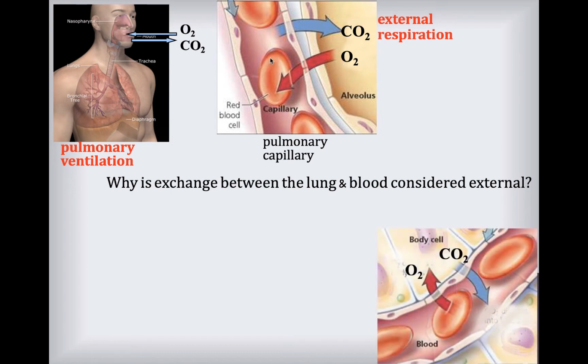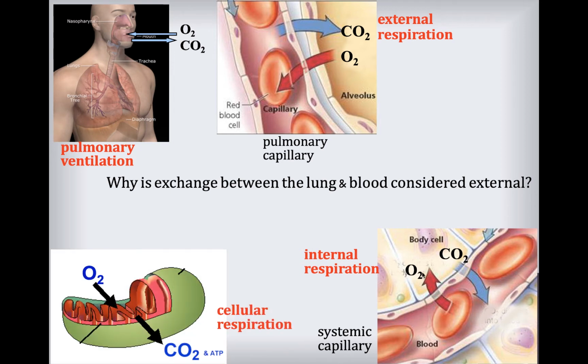Once we've loaded up the blood with O2 and reduced the CO2, it returns to the left atrium, left ventricle, out the aorta, and into the systemic circuit. Now as it enters the systemic capillary, O2 will diffuse out and into the body cells, and CO2 will do just the reverse. It's been produced in the body cells, and so it diffuses across into the blood.